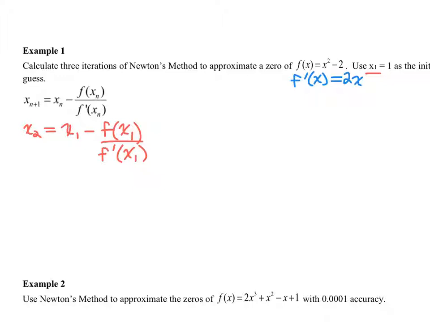All right, so x sub 2 is unknown. That's what we're looking for. x sub 1 is 1 minus, so then we would plug the 1 into the original function, and that would give us a negative 1. And then plug the 1 into the derivative, which is going to give us a 2.